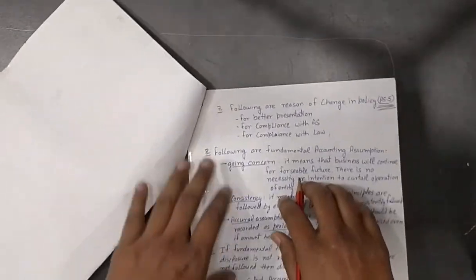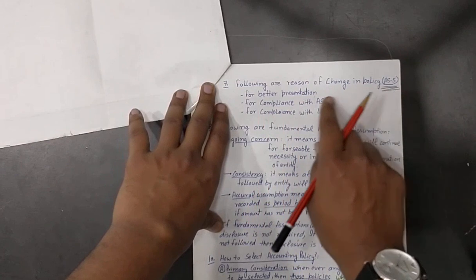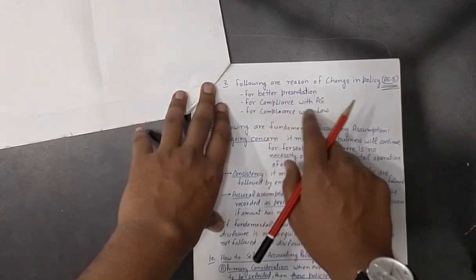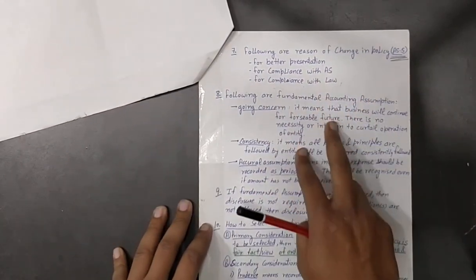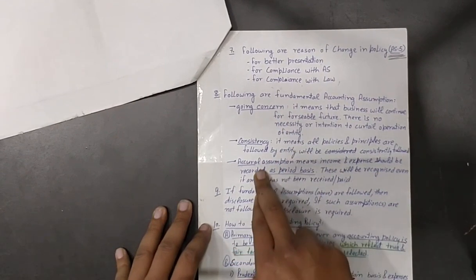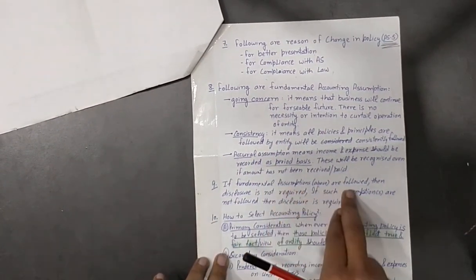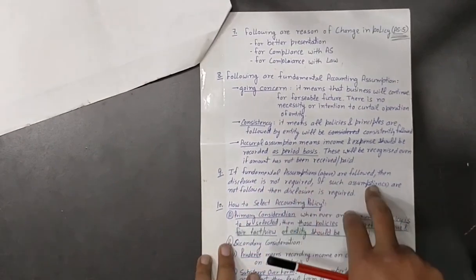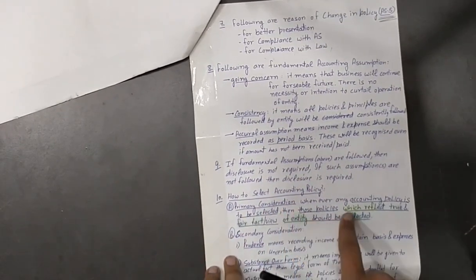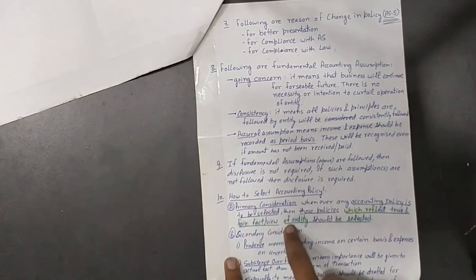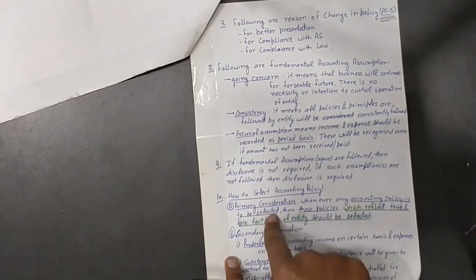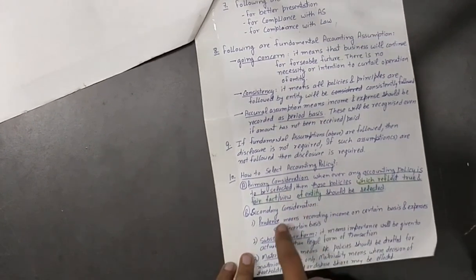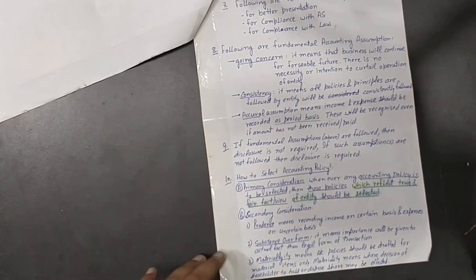When can we change? Better presentation, compliance with AS, compliance with law. 3 basic assumptions: going concern, consistency, accrual. Fundamental assumptions: if followed, no disclosure required; if not followed, disclosure required. Last policy. Primary consideration: the policy which reflects the true and fair view of the entity should be considered. Secondary: prudence, substance over form, and materiality.